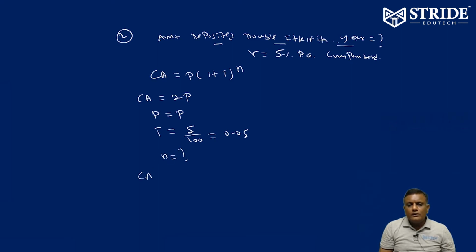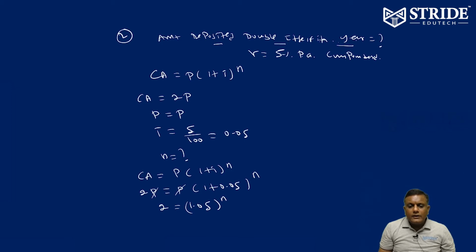So you substitute here, compound amount is equal to principal into 1 plus I whole power n. Now the amount deposited is going to be double, 2P. 2P is equal to P into 1.05 whole power n. n is equal to question mark. So P will cancel. So 2 is equivalent to 1.05 whole power n.